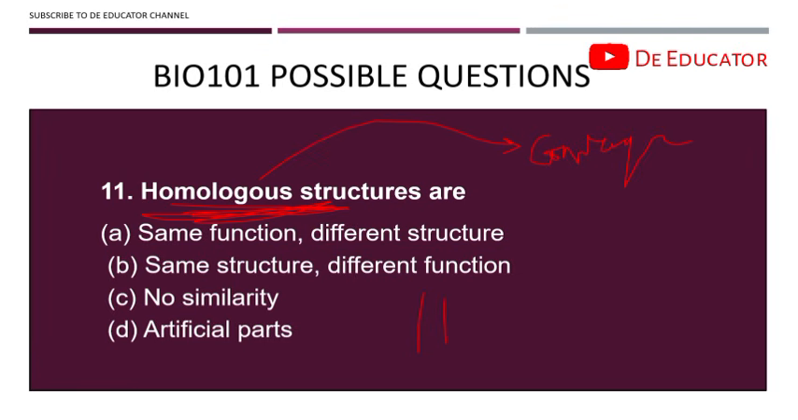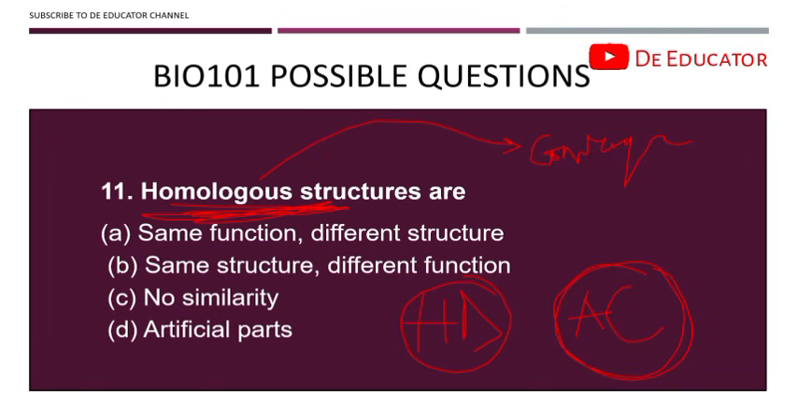How will you remember convergent and divergent evolution? There's a mnemonic, HDAC. Please take note. H is homologous. Homologous is related to divergent. A is analogous, and analogous is related to what? Convergent. So in homologous, they have the same structure.